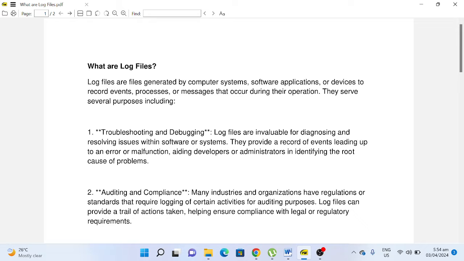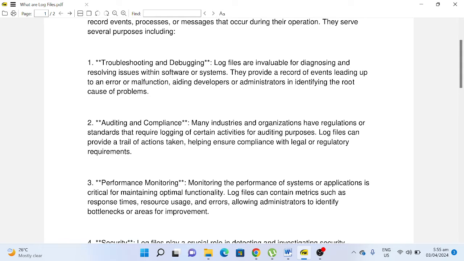So let's begin. What are log files? Log files are files generated by computer systems, software applications, or devices to record events, processes, or messages that occur during their operation. They serve several purposes including number 1, troubleshooting and debugging. Log files are invaluable for diagnosing and resolving issues within software or systems. They provide a record of events leading up to an error or malfunction, aiding developers or administrators in identifying the root cause of problems.